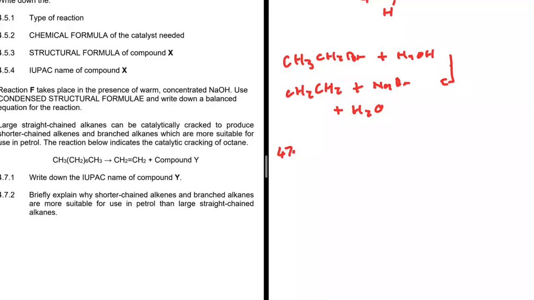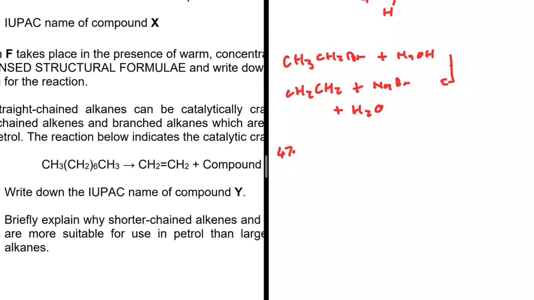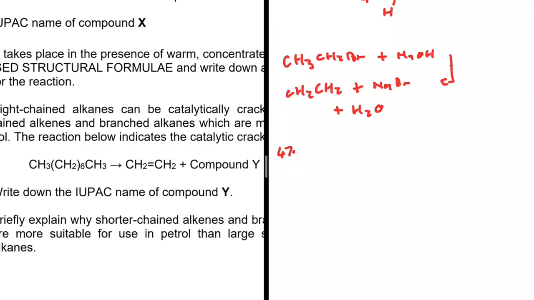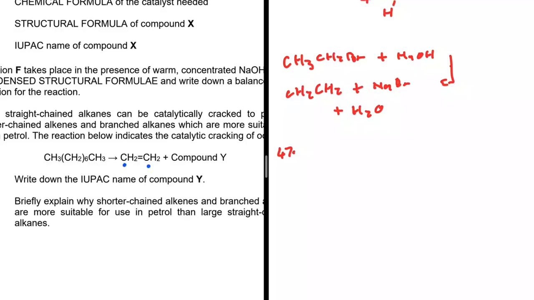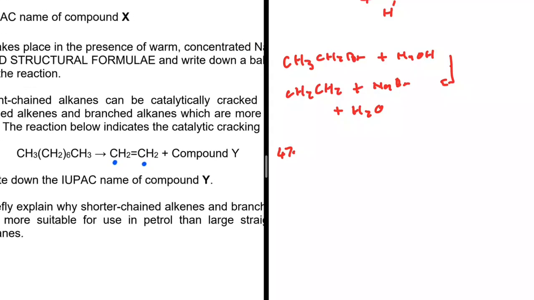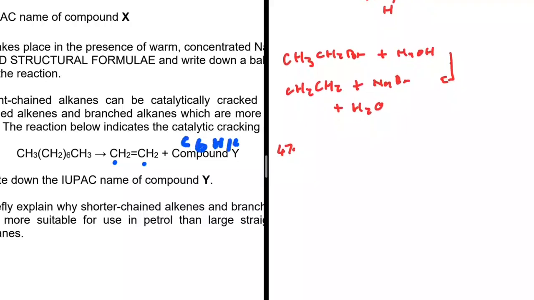The reaction below indicates the catalytic cracking of octane. Octane, obviously, we are expecting 8 carbons, and here on the alkene we have 2 carbons. It means that compound Y, which should be an alkane, should have 6 carbons. So it is C6H14.